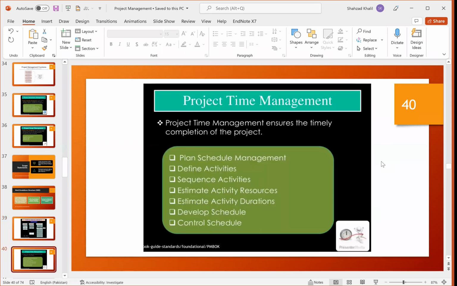Project time management ensures the timely completion of the project and includes plan schedule management, define activities, sequence activities, estimate activity resources, estimate activity durations, develop schedule, and control schedule.